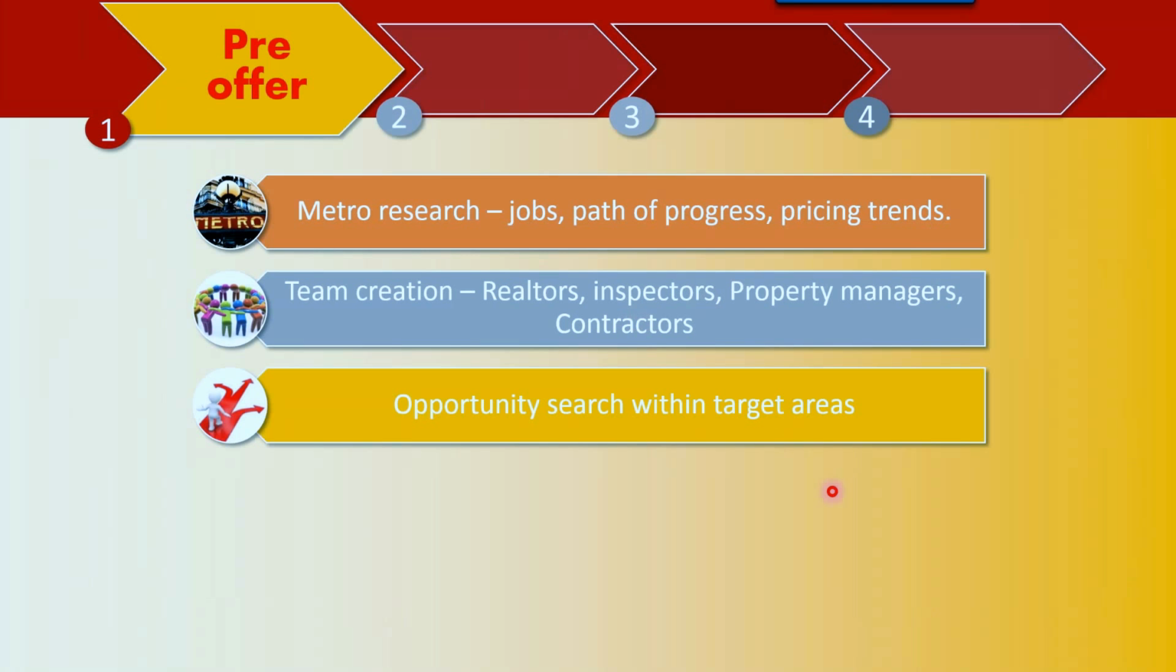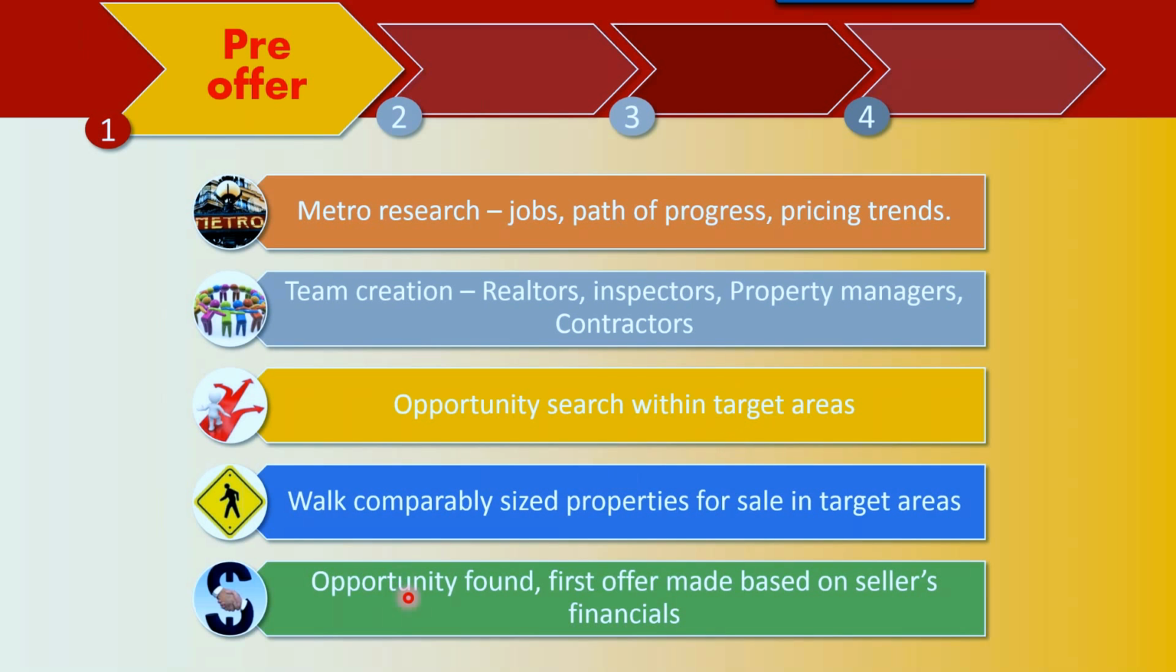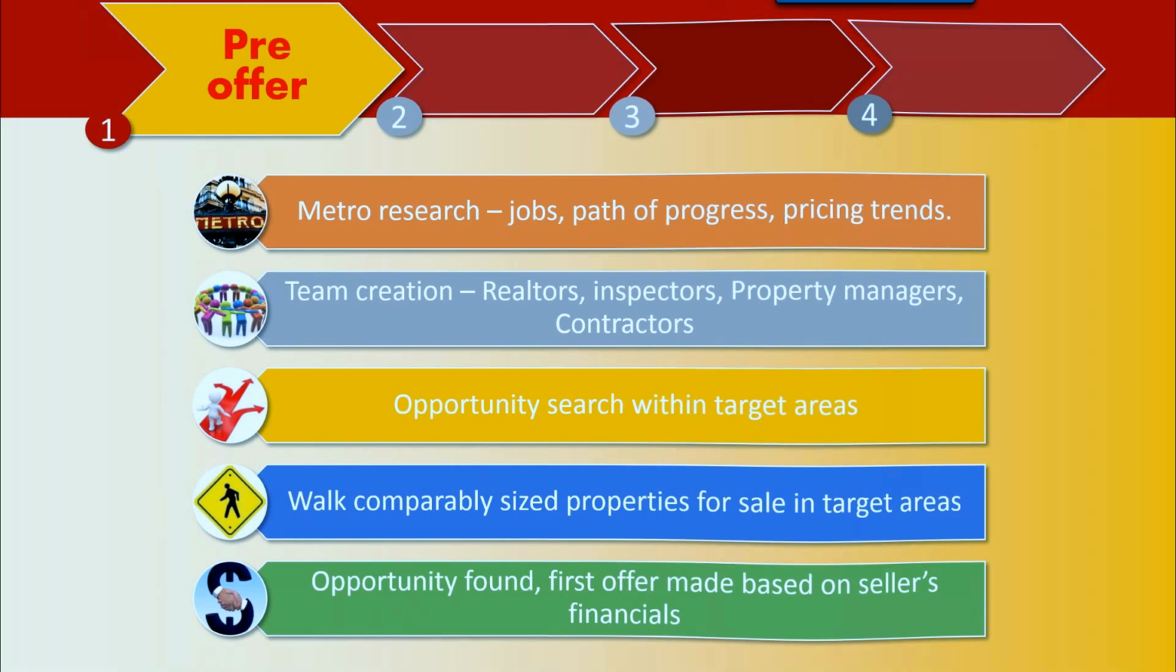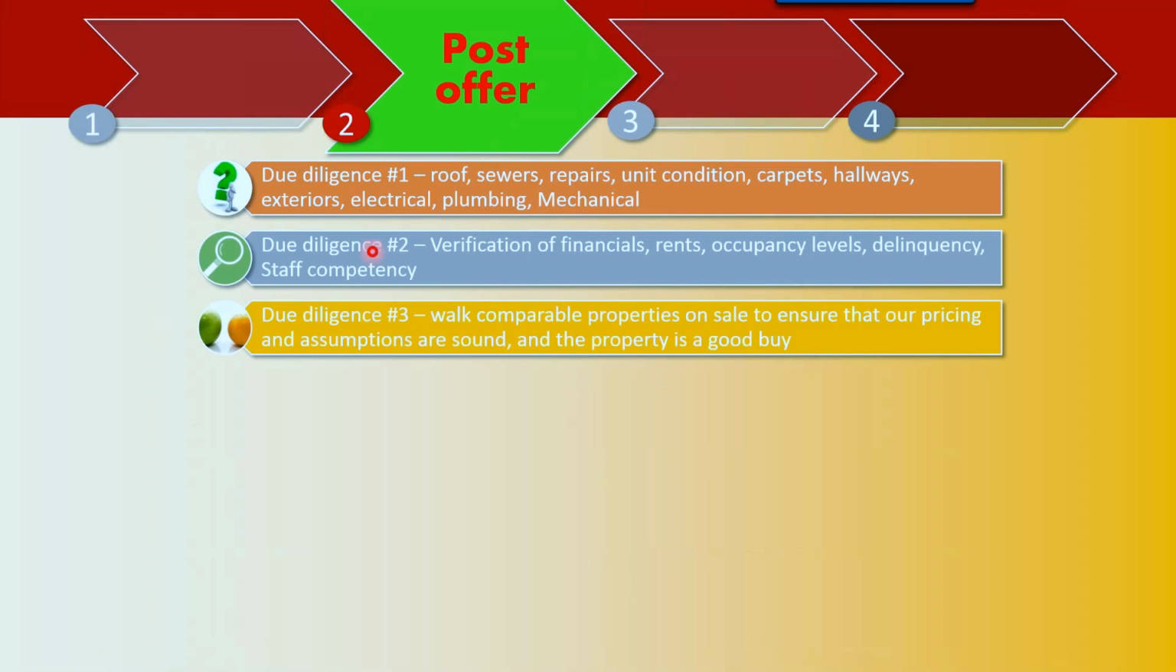Then we start looking for opportunities within the target areas that we've defined, where the jobs are going and where the path of progress is. And then we start walking all the comps that are for sale so we understand where the market is. Once we find an appropriate opportunity, we make the first offer based on seller's financials. This offer is almost never the final number because the seller's financials may or may not be right, and we do three phases of due diligence to figure out if these numbers are right.